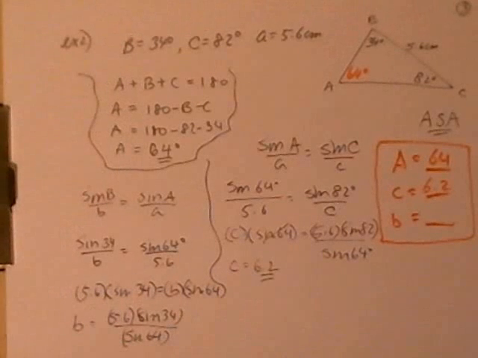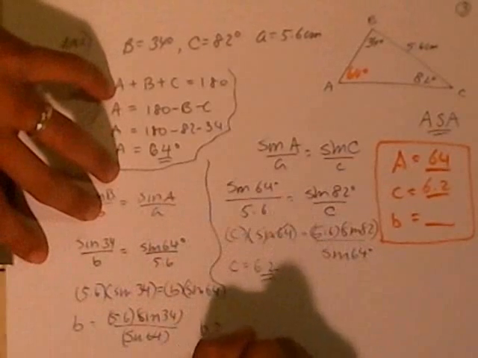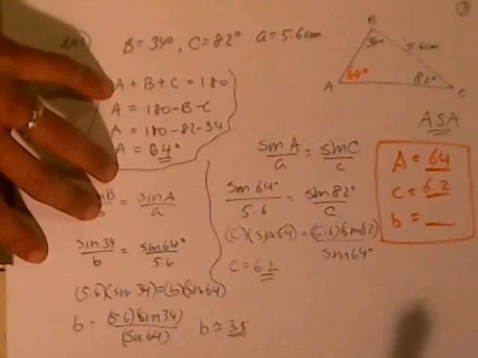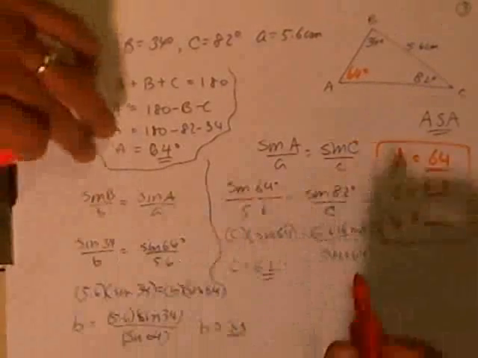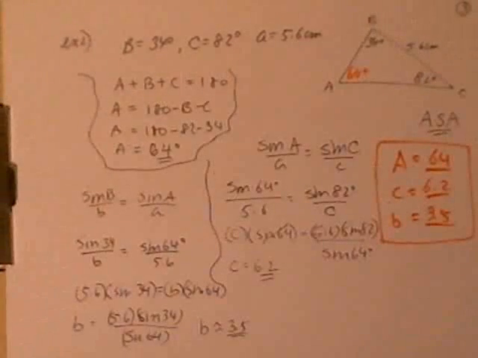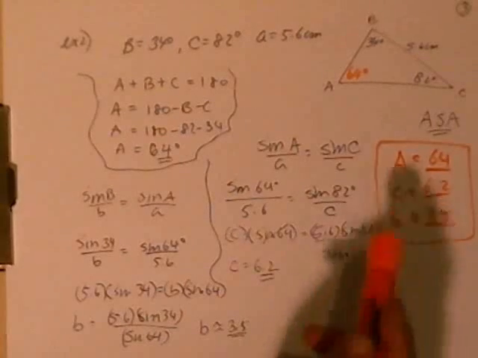And using my calculator, I'm going to just say it as I go. 5.6 sine of 34, and then divided by the sine of 64. 3.5. And so little b should be 3.5. Let's see if you got that right. From the book, yes it is. Little b is 3.5 and little c is equal to 6.2. Perfect.